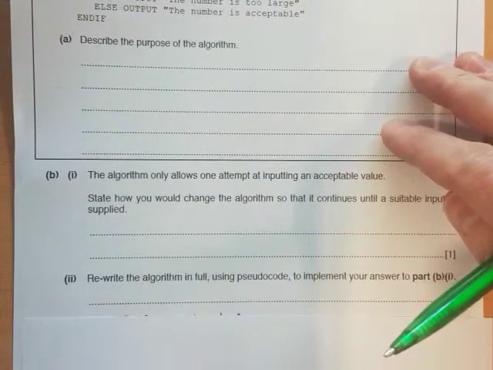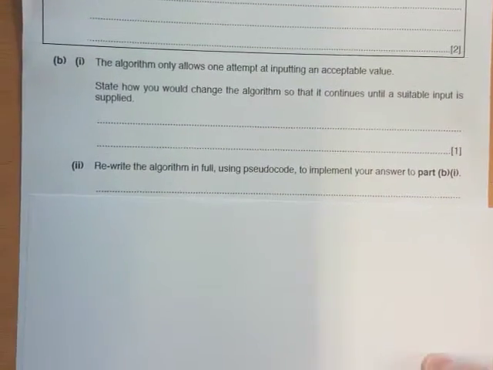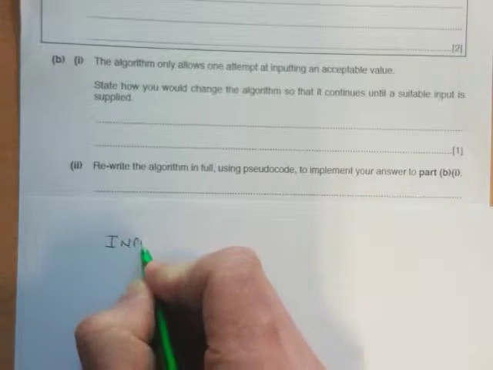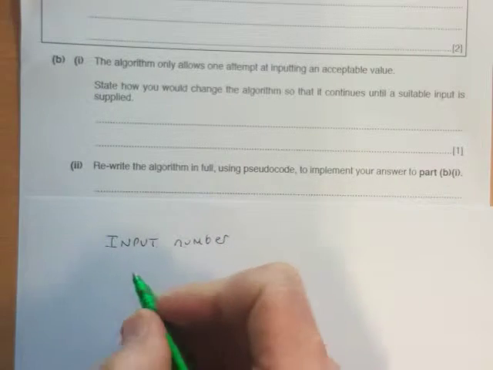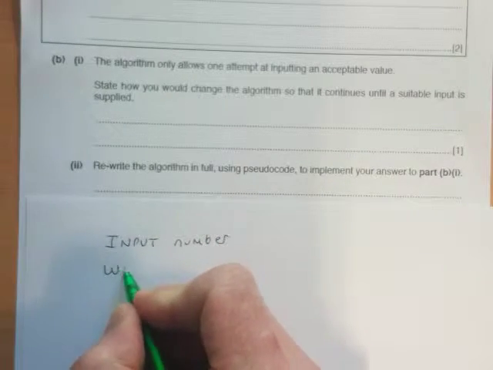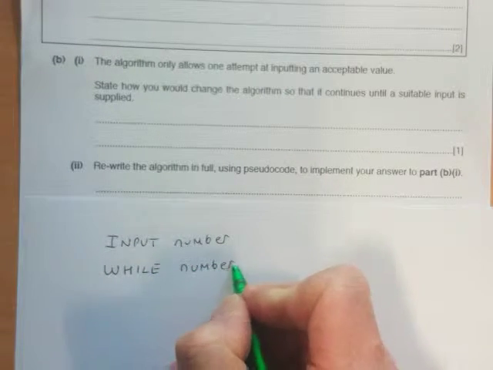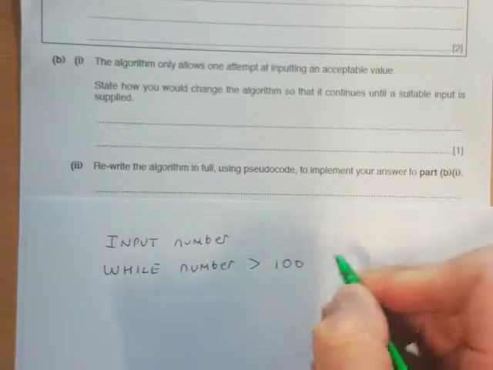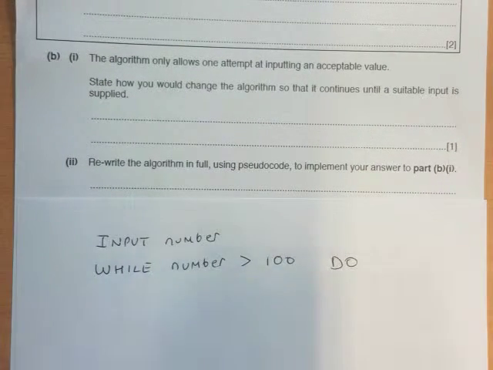Then, rewrite the algorithm in full using pseudocode. So for this to work now, we need to input the number, so we can test it. Instead of the if, we're now going to use while. So we're going to say while number is greater than 100, then we're going to put what we want it to do.